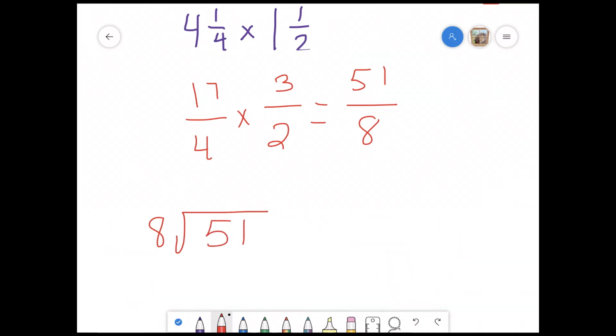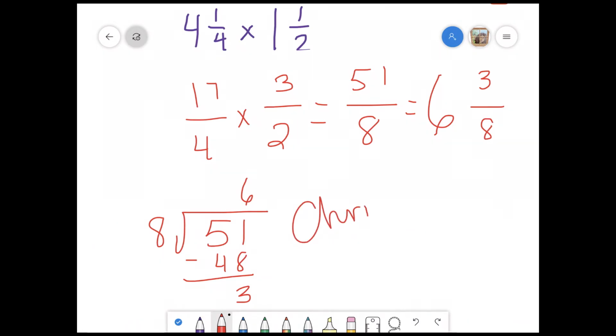51 divided by 8. I know that 8 can go into 51 6 times. 8 times 6 is 48. 51 minus 48 is 3. That is my remainder. My quotient then becomes my whole number. What's remaining becomes my numerator, and my denominator stays the same. So Chris's mom is 6 feet and 3/8 feet tall.